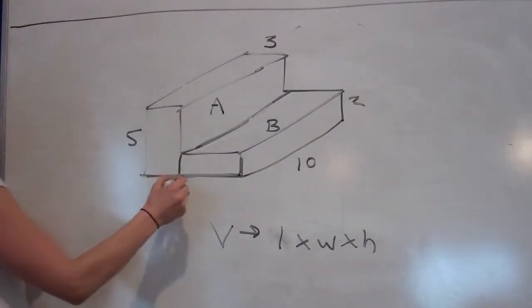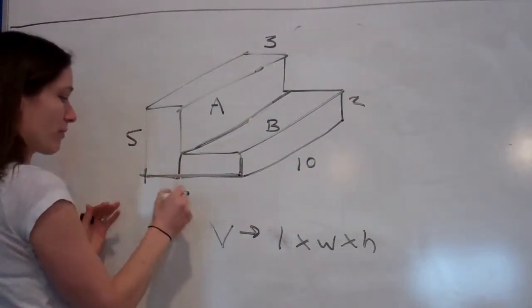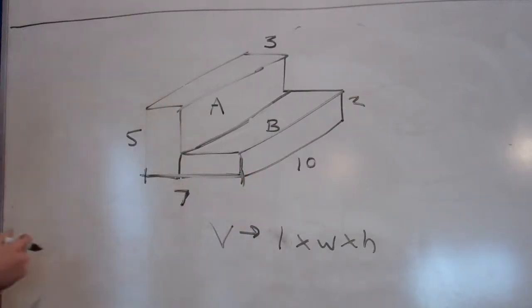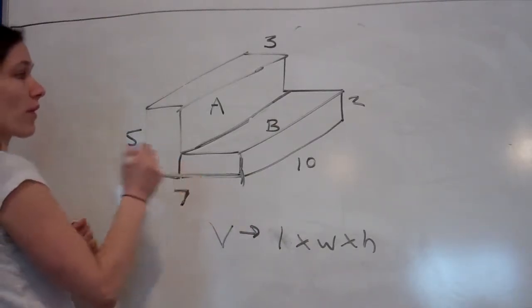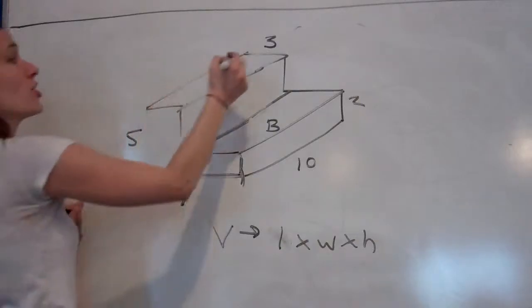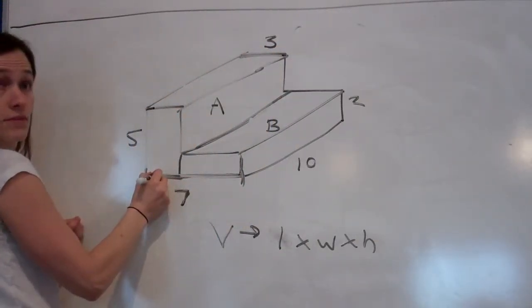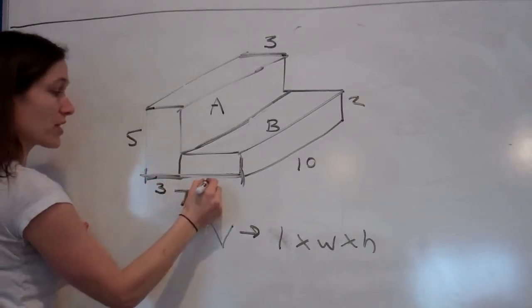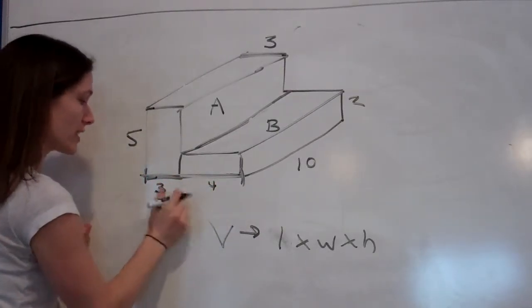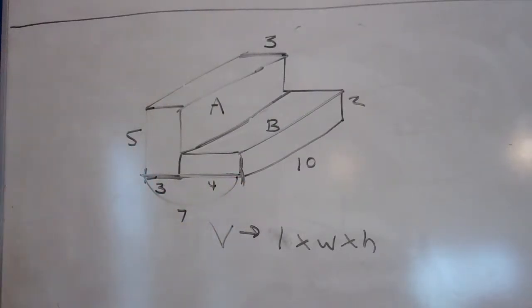Now, how am I going to figure out how to break up this 7? Because from here to here is 7. It's 4. Where did you get 4? Because the other side is 3. Right here is 3, so this is 3, and this is 3. So this is 3, and so this would be 4. Very good, and the entire thing is 7. Now, do we have all the information we need to do our problems?